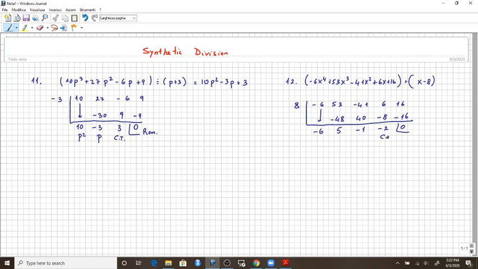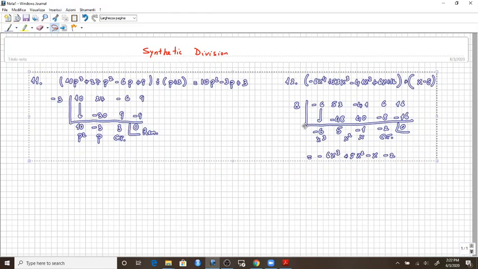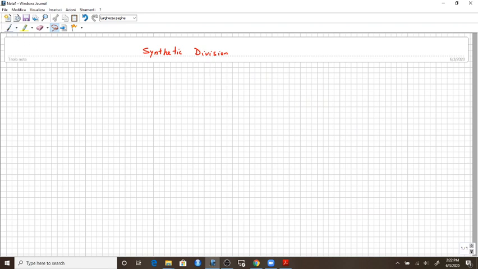This is the constant term. This is the x squared, and then the x cubed. So our answer is negative 6x cubed plus 5x squared minus 1x minus 2. Okay, let's go to problem number 13.